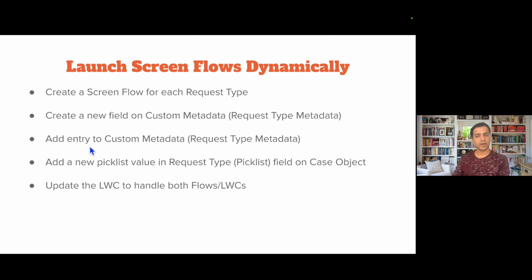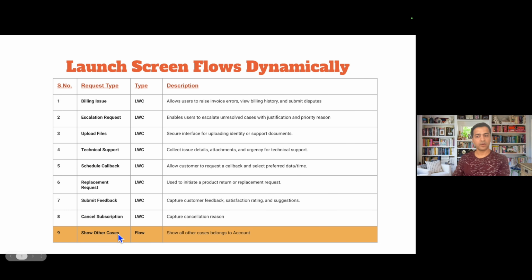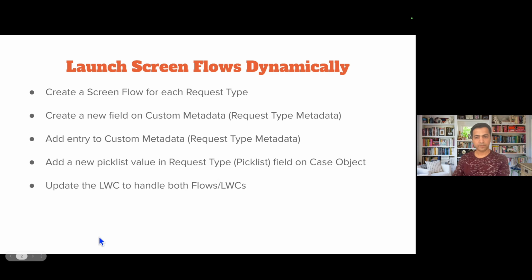Then we are going to add our entry to the custom metadata. Then we are going to add a new picklist value in the request type picklist field on the case object. Then we are going to update our existing LWC, which is going to handle both flows and LWCs. Right now, that LWC only handles launching LWCs dynamically. So now at the end of this video, the LWC will launch either a flow or LWCs based on the data available in the custom metadata. So let's start one by one.